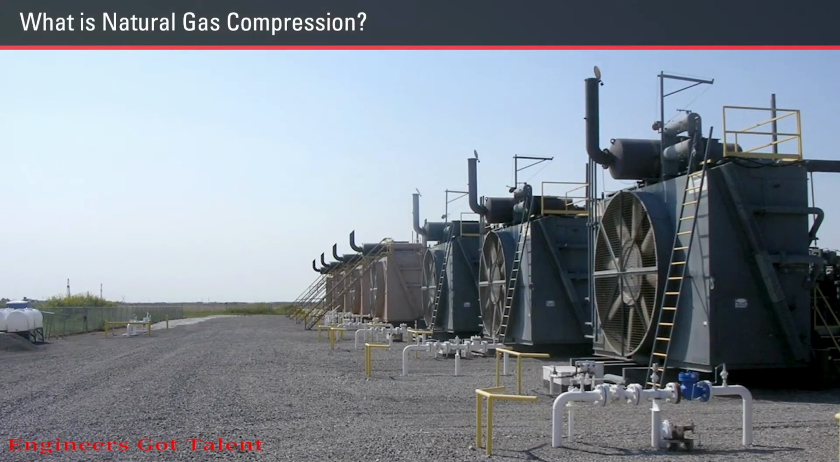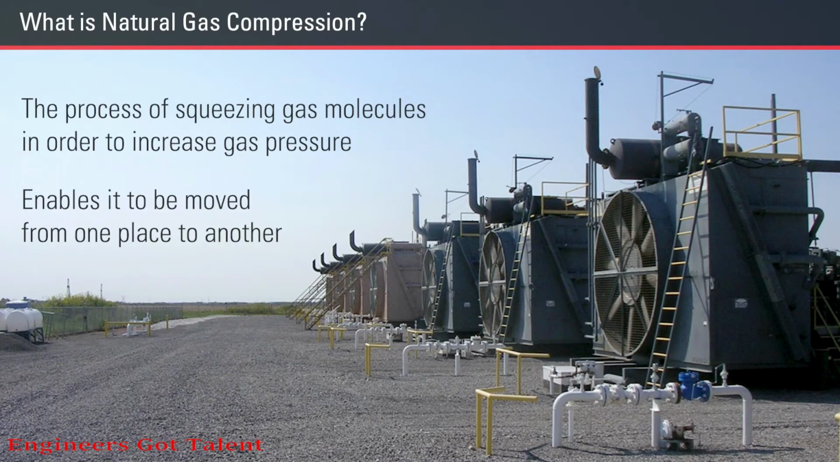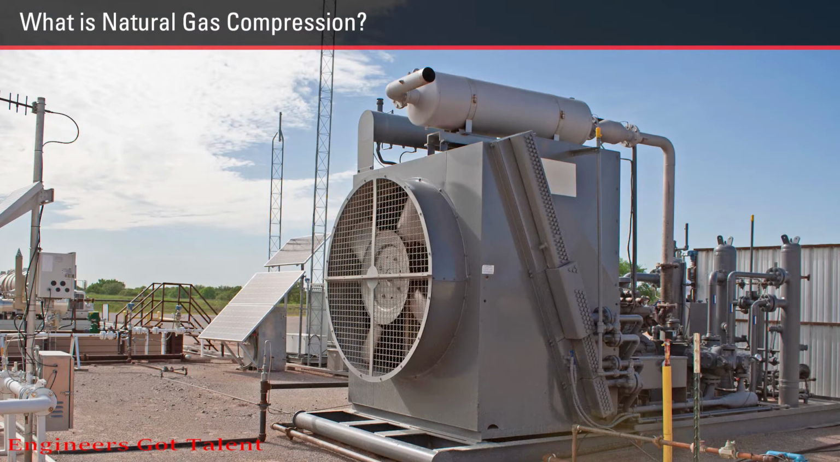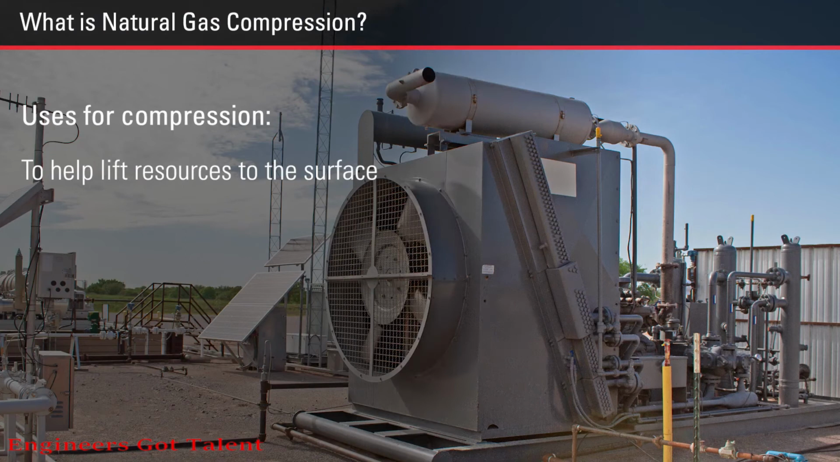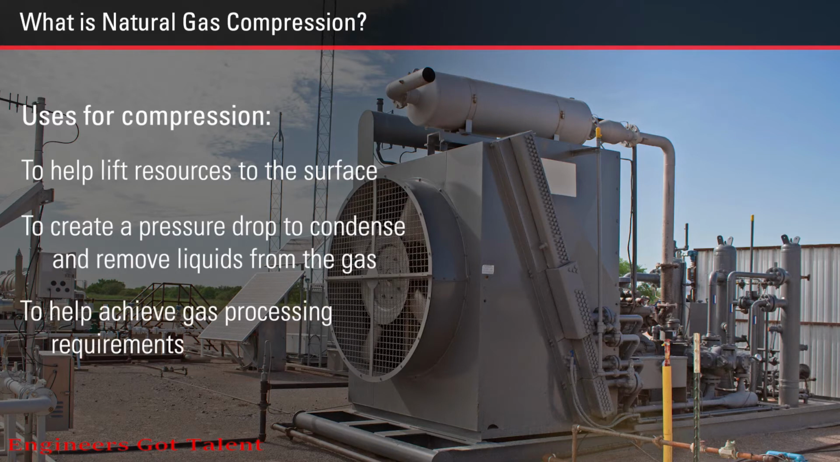Natural gas compression is the process of squeezing gas molecules in order to increase gas pressure. Natural gas is compressed to enable it to be moved from one place to another. This may need to be done for a variety of reasons, such as to help lift resources to the surface, to create a pressure drop to condense and remove liquids from the gas, or to help achieve gas processing requirements.